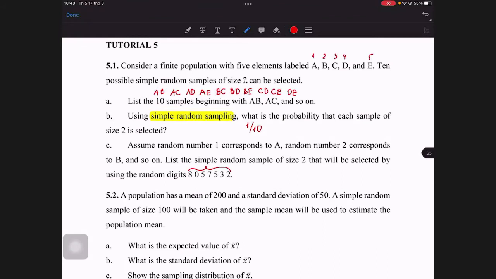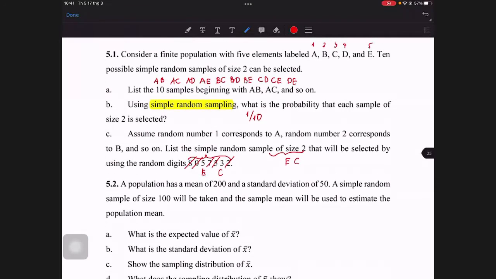The first random number here is 8, but we do not have 8 here, so we just eliminate this. We also do not have 0. We have 5, which is equal to E here. We do not have 7. E has been selected, so we'll just ignore this. And for number 3 here, we have C. We will eliminate the last one because we have already got 2 elements. So the random sample of size 2 that can be selected from these random digits is C and E. Okay, so that is the answer for this question.